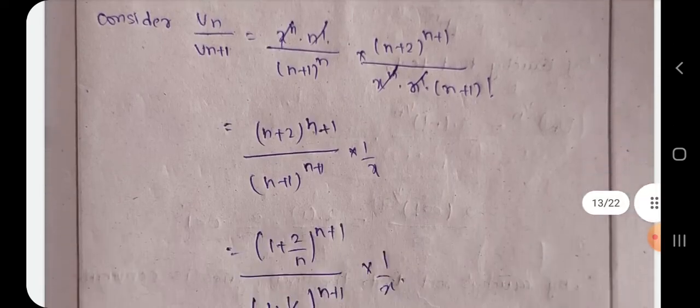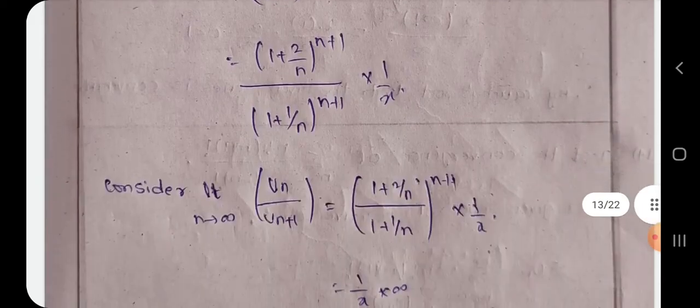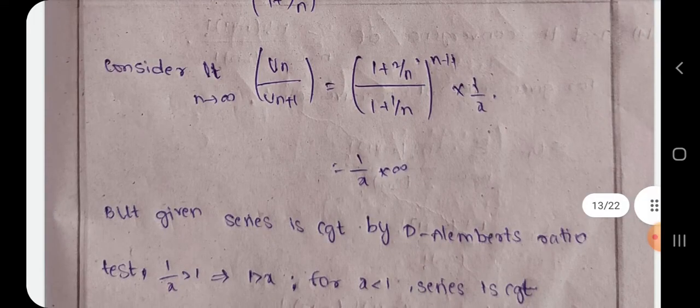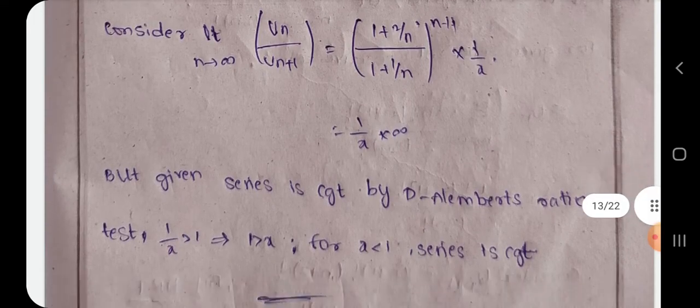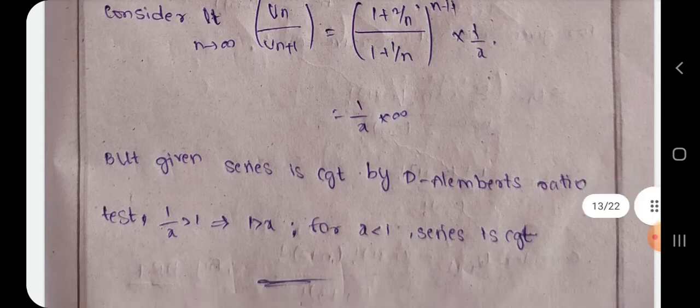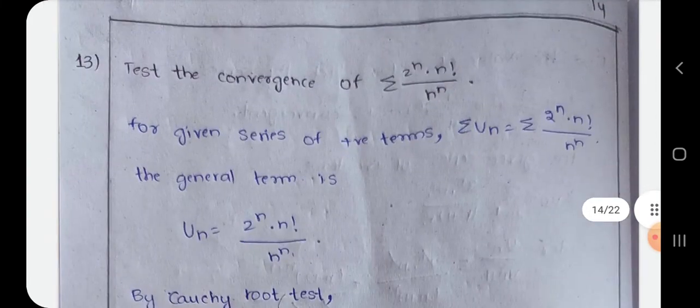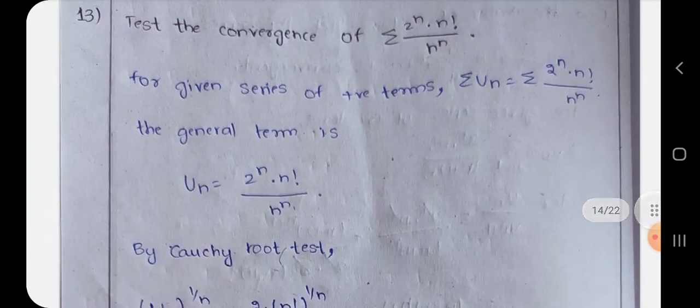So here it is given un by un plus 1, D'Alembert's ratio test you are applying, and we got finally it's 1 by x, final answer. So in order to say that series is convergent, that limit should be greater than 1, so that you are getting the x value. 13th one, test the convergence of that particular series.